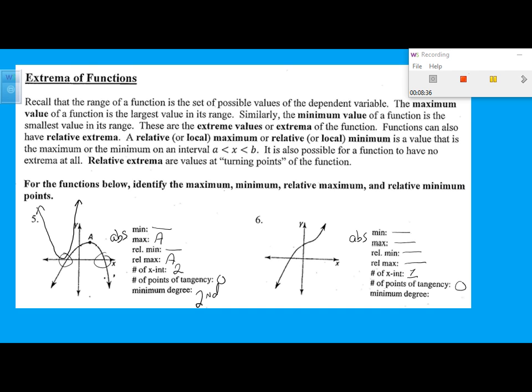The minimum degree of this, well, one thing that I know, it's got to be odd. So it's got to be a 1, 3, 5. Now notice that there is some curvature in here, so it can't be linear, can't be a first degree. So this thing's got to be at least a third degree polynomial because there's some curvature to it.